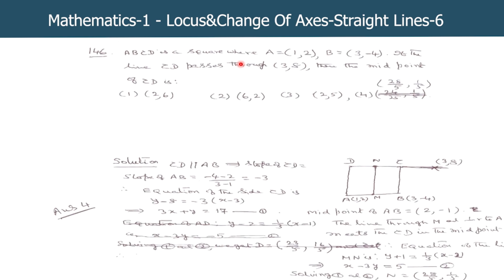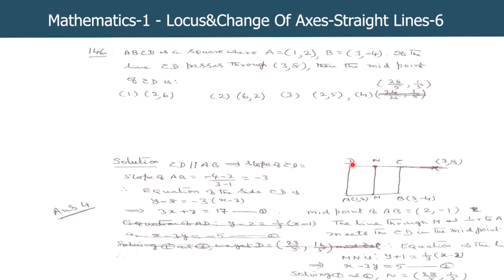Now, 146. ABCD is a square where A is equal to 1, 2 and B is equal to 3, minus 4. If the line CD passes through the point 3 comma 8, then the midpoint of CD is: 1) 2 comma 6, 2) 6 comma 2, 3) 2 comma 5, and 4) 28 by 5 comma 1 by 5. Now, see the diagram.